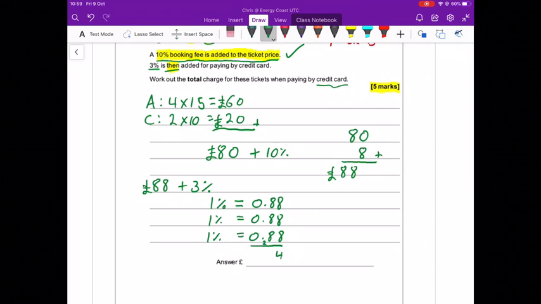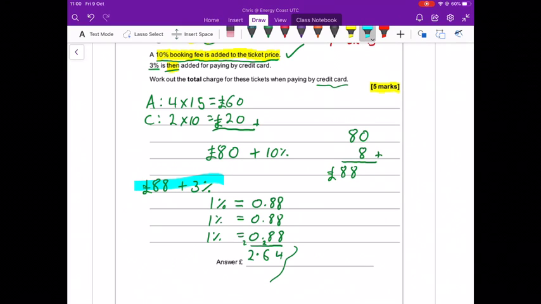8, 16, 24, carry the 2, 8, 16, 24, add 2, so that gives you 26. So it's £2, run out of space, £2.64. That is not my answer. I'll leave a bit of space here, okay? So what did I have?